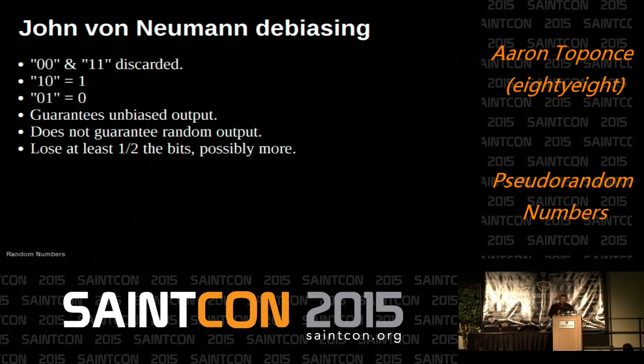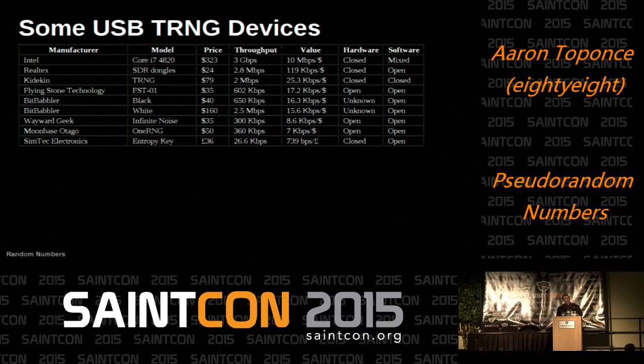I don't know if you can see that very well. Here is a table of some USB true random number generators, if you're interested. If you do a Wikipedia search for comparison of hardware random number generators, I actively contribute to that table. This list is pulled from that table. I sorted this by value, which is throughput per dollar, per price.